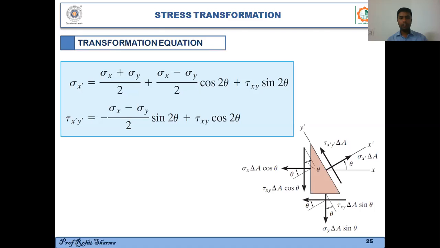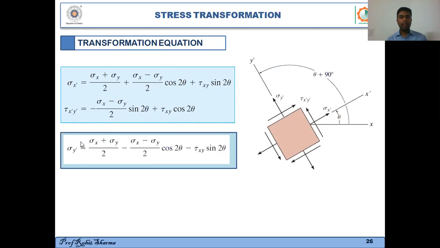The formula for σx' is (σx + σy)/2 + (σx − σy)/2 cos 2θ + τxy sin 2θ. Similarly, the rotated shear stress is −(σx − σy)/2 sin 2θ + τxy cos 2θ. Again, I would like to reiterate that these equations assume that you have followed a certain sign convention. If you decide to change the sign convention, the signs in these equations will change as well. So it is better to stick to one sign convention and follow it along.